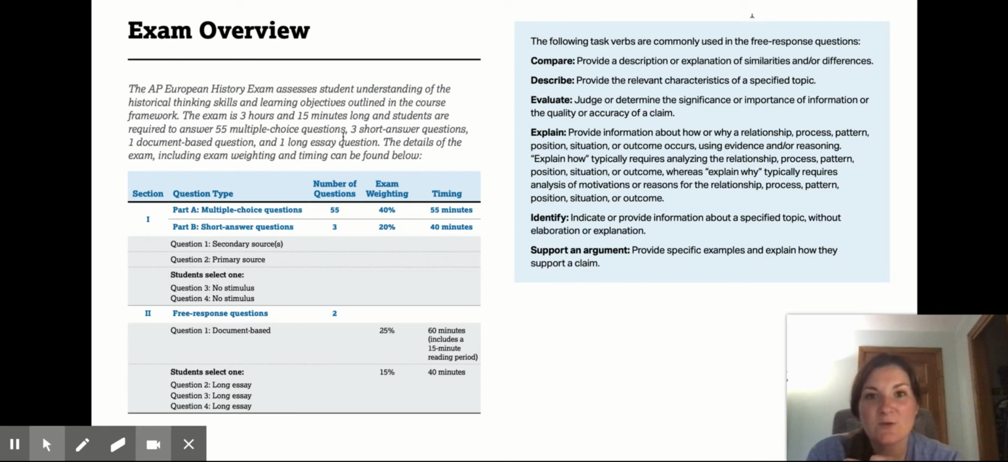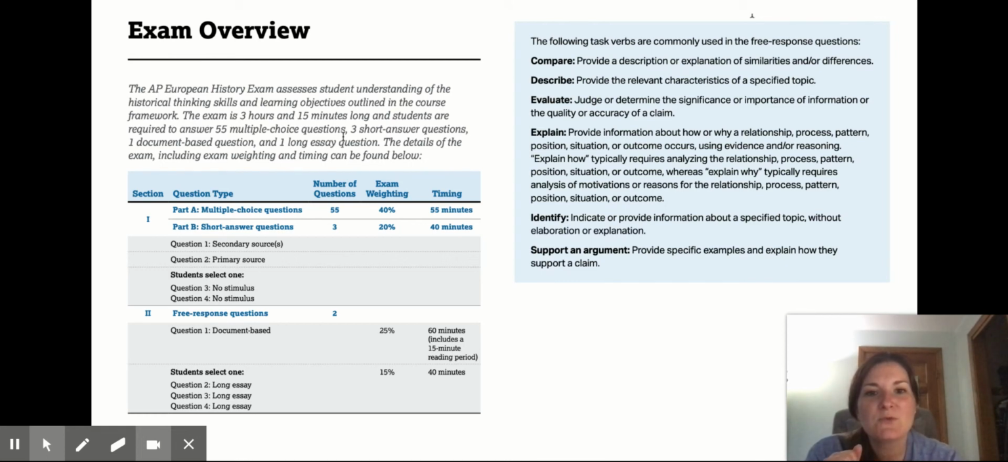Then you'll see short answer questions. Short answer questions are just that. You could actually answer a short answer question successfully in 5 or 6 sentences, maybe even less if you're really good. So this isn't meant to be a super long writing assignment. It's meant to be concise and to the point.